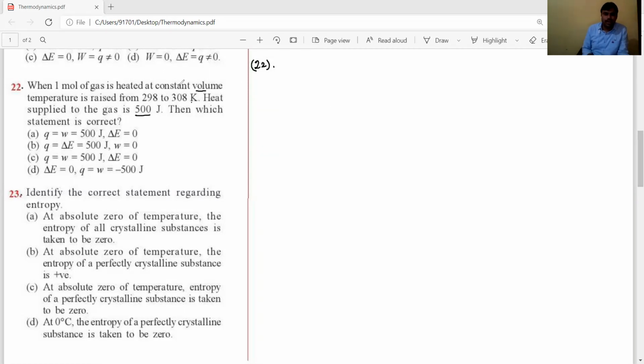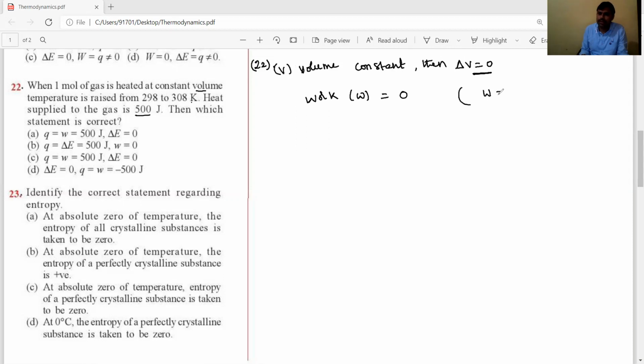Okay, so the volume is constant, V is constant. Then delta V is equal to 0, then work W is equal to 0, students. Why is work 0? Because W is equal to minus P delta V. If delta V is equal to 0, it means minus P into 0 is equal to 0. So under constant volume, delta V is 0, then the work is 0.